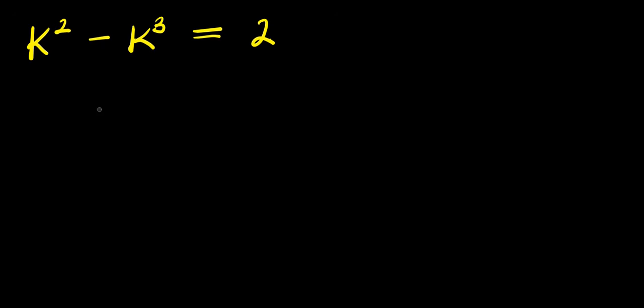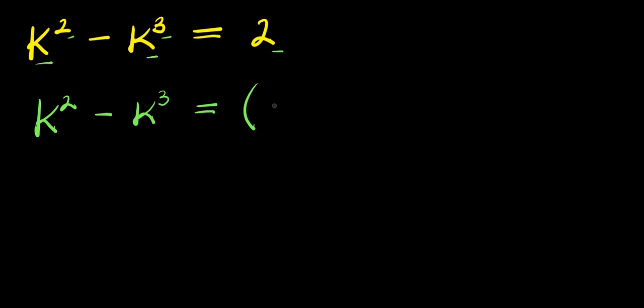Hello, how to solve this exponential problem? This is k power 2 minus k power 3 equals 2. Solving for all values of k that satisfy this equation. So I can have k power 2 minus k power 3 equals these two here.